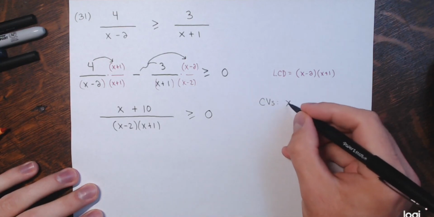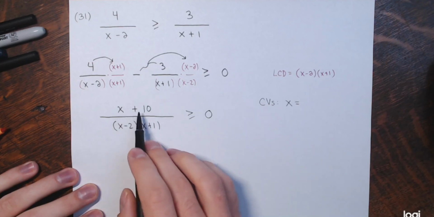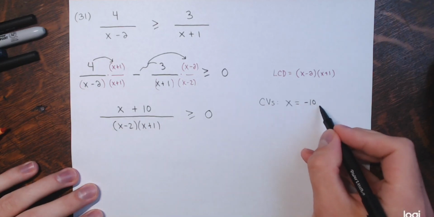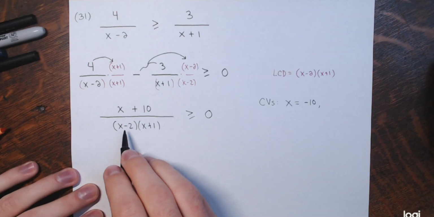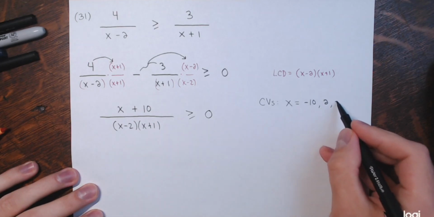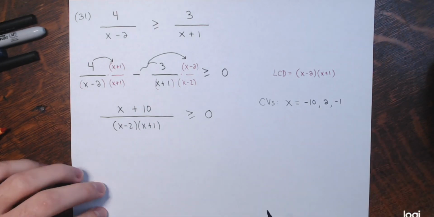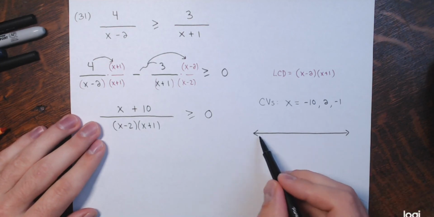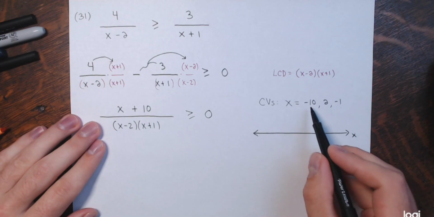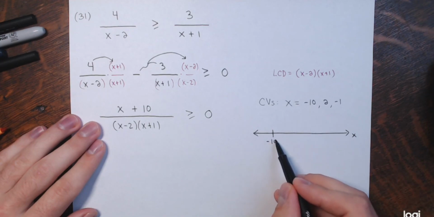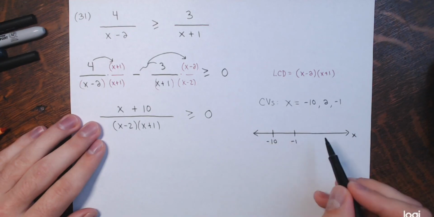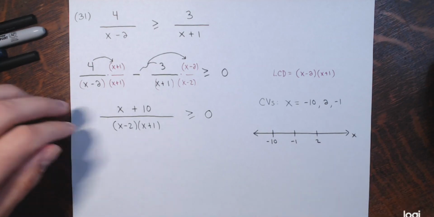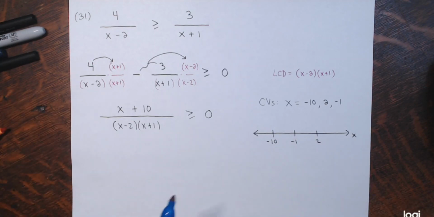X equals negative 10 would make the numerator 0. And then positive 2 and negative 1 make the denominator 0. Right, so those are the critical values. And I mark them off on a number line. So the values of x: negative 10 would be furthest left, followed by negative 1, and then positive 2. See which ones are actually solutions or not.